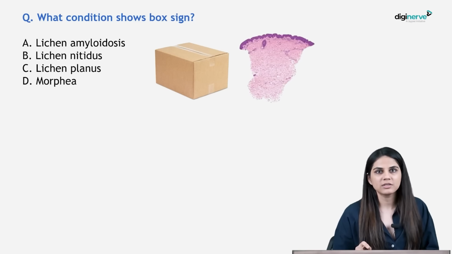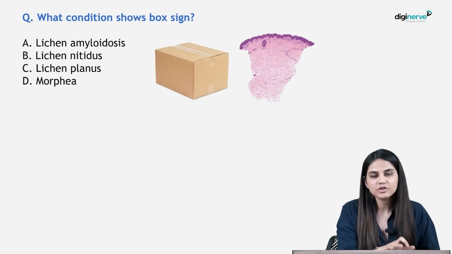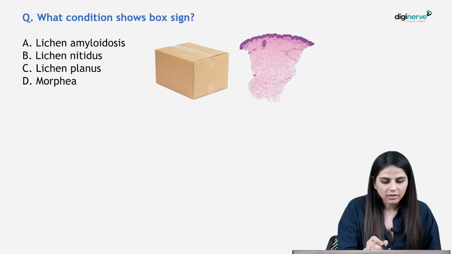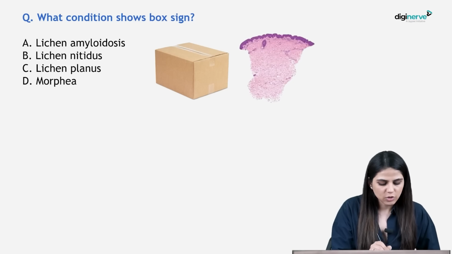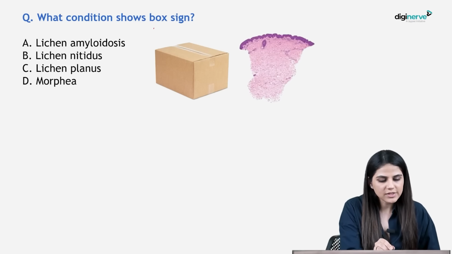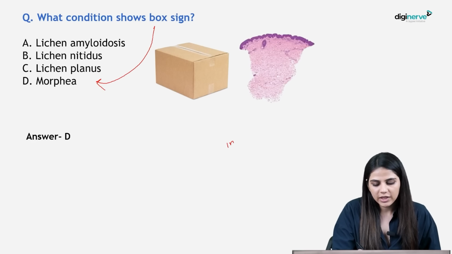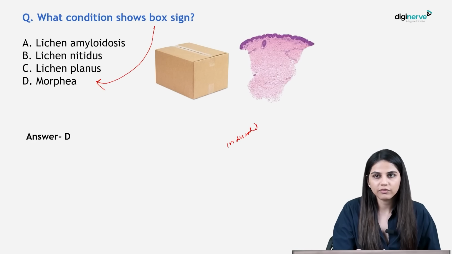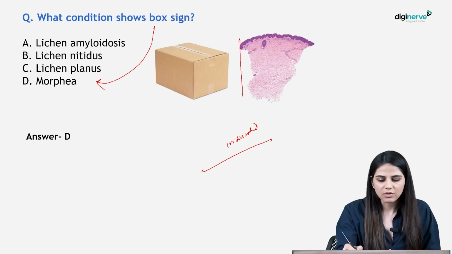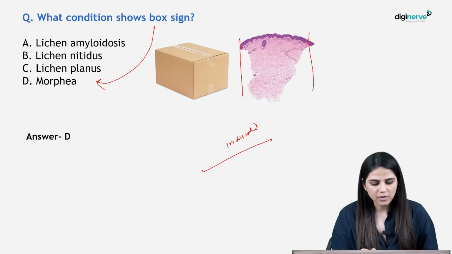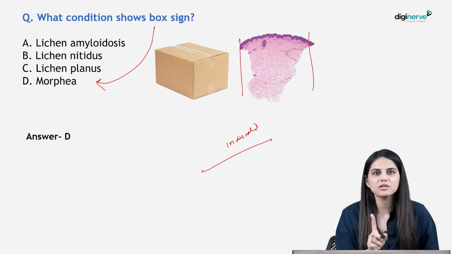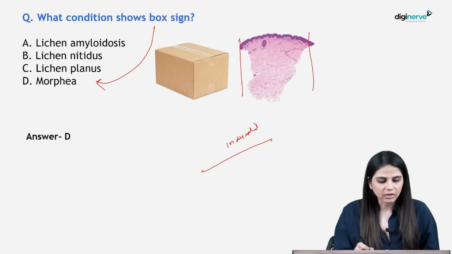The next question is, what condition shows the box sign? Even if you don't understand the histopathological image here, box sign is seen in morphea. The biopsy of an indurated stage in morphea represents a box, hence it is called the box sign. Morphea is a localized scleroderma.